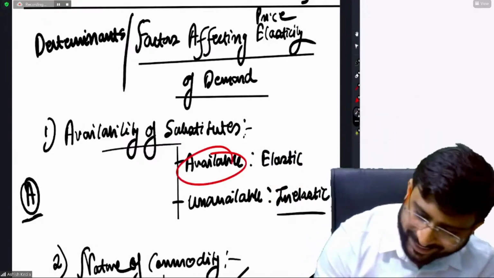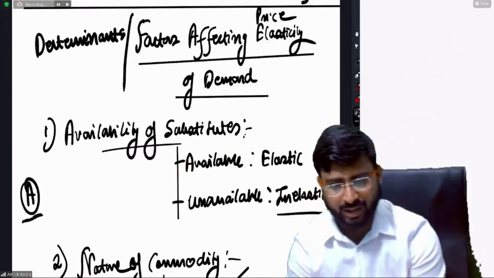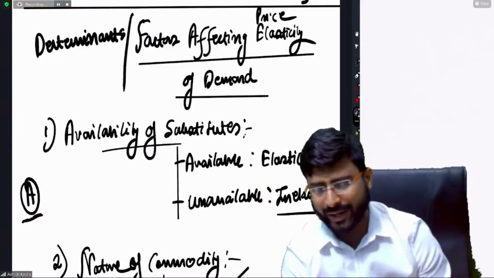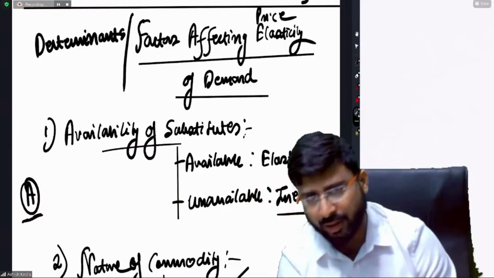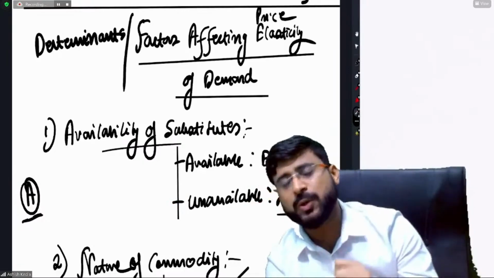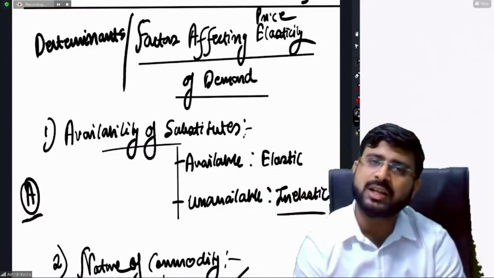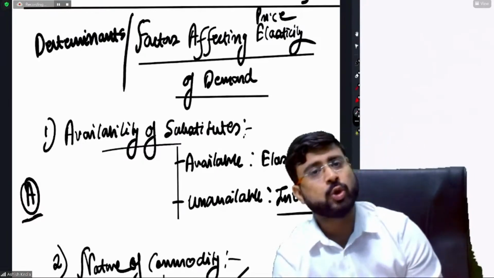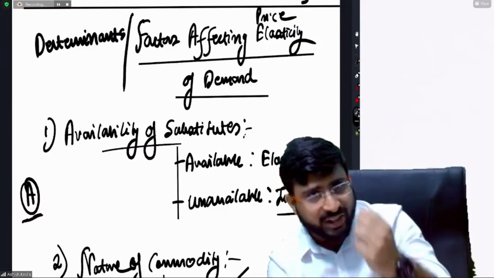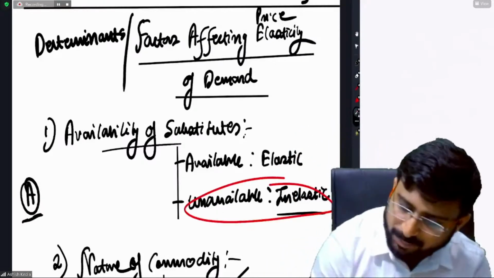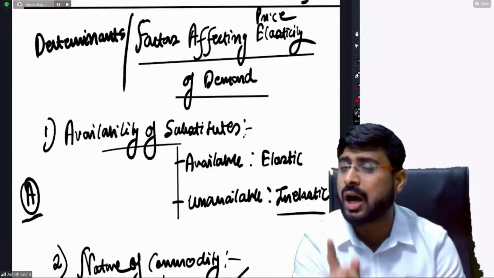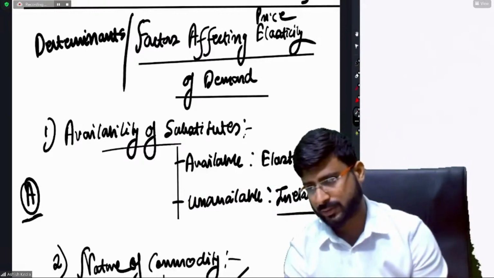So if substitutes are available, demand will be of elastic nature. If substitutes are not available, demand will be inelastic. You know why? Because if substitutes are not available, then whatever the price change be, you will have to take it from that seller only. You don't have any other option. So despite the change in price, quantity will not change much. Hence, the demand will be inelastic if substitutes are not available.